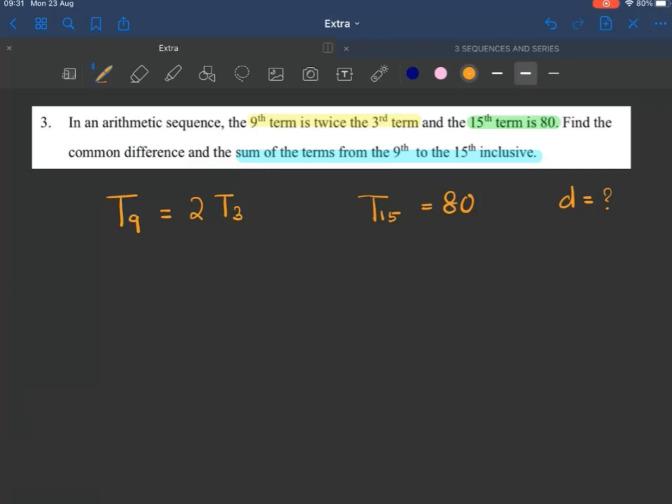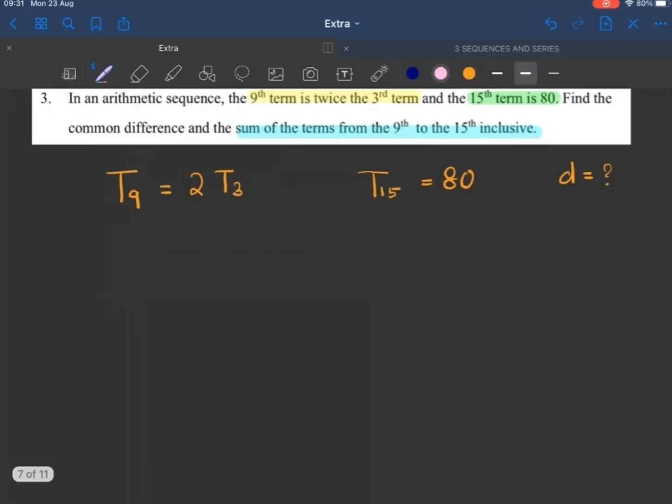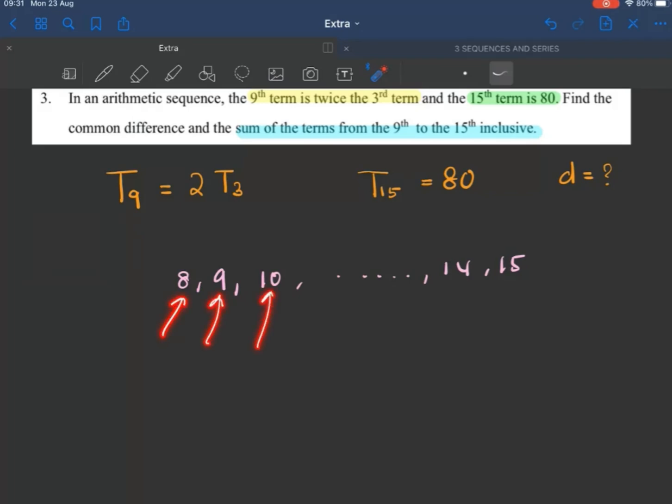S7 kah? S7, okay, contohlah saya buat term kat sini. Contoh kita ada term yang ke-8, term yang ke-9, term yang ke-10, sampailah term yang ke-14, 15. Okay, ini term-term, bukan nombor, bukan sequence kita, ini term kita. 8 term, 9 term, 10 term, and so on, 14 term, 15 term. Sekejap, sum dari S9 until S15? Okay, betul, sum dari S9 until S15.